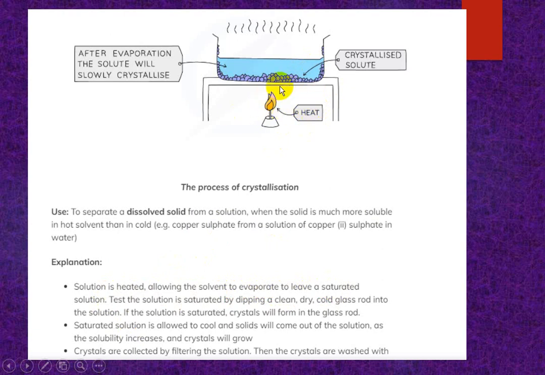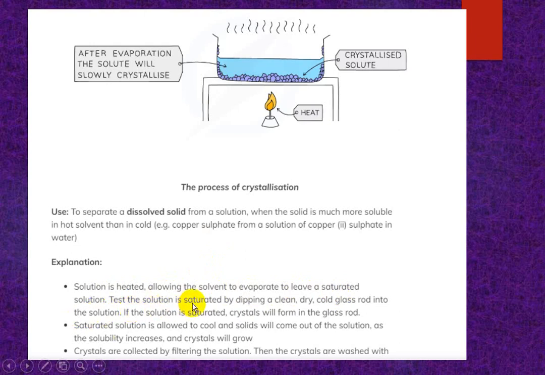Do you know the saturated solution? The solution which contains the maximum amount of solute for a certain amount of solvent. If more solute is added for a certain solvent, the solute will fall down and not dissolve. The maximum amount of solute dissolved in a certain amount of solvent is called a saturated solution. Okay, the solution is heated, allowing the solvent to evaporate to leave a saturated solution.